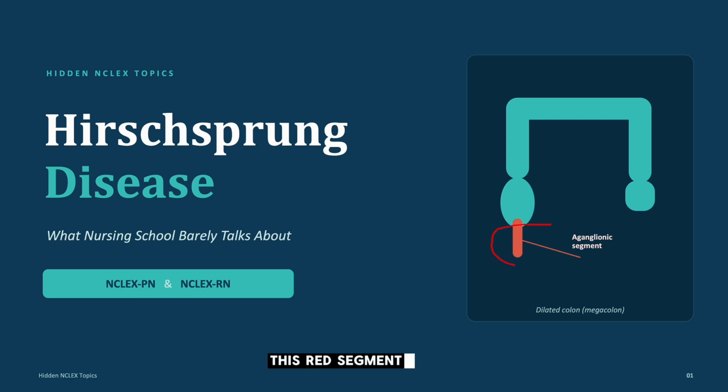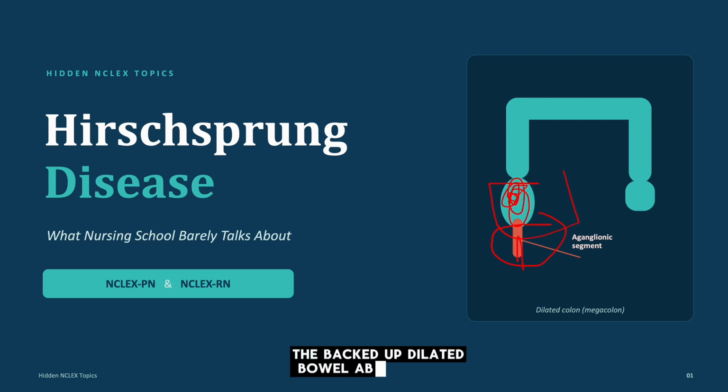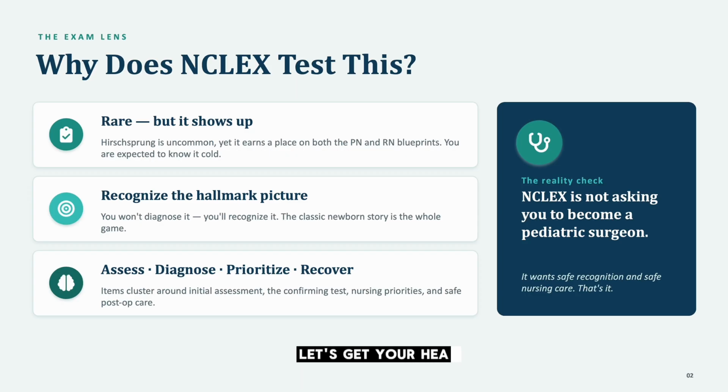This red segment over here, it's a piece of bowel with no nerve cells. Above it, the colon balloons up because the stool has nowhere to go. Hold on to this image: the dead segment below right here, the backed up dilated bowel above. Everything else today hangs off of it. Let's get your head in the right space before we learn a single fact.